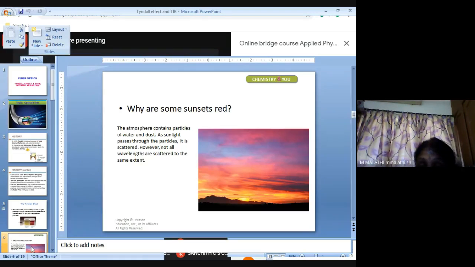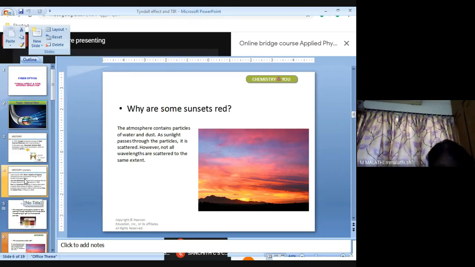In the atmosphere, not only air particles in the gaseous form, there will also be water particles and dust particles, which are solid. So the atmosphere contains particles of water and dust. As sunlight passes through the particles, it gets scattered. However, not all wavelengths are scattered; the red is mostly scattered, so it appears red. That is one reason for this.